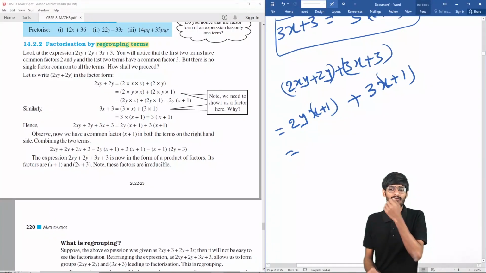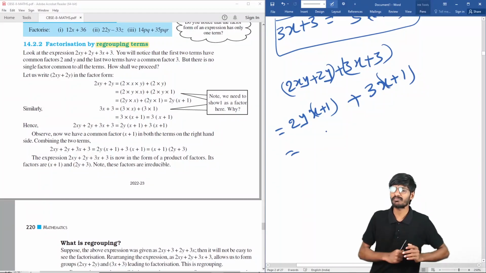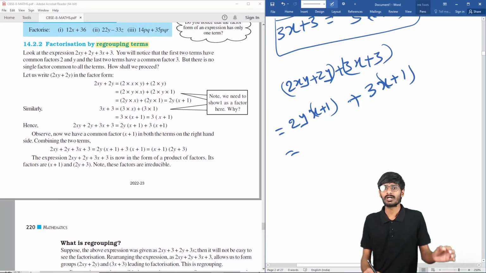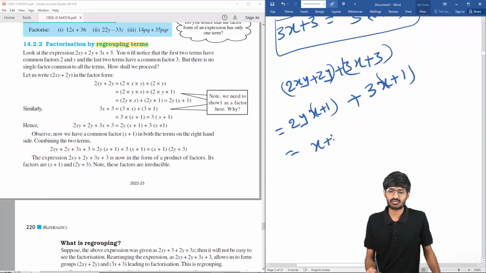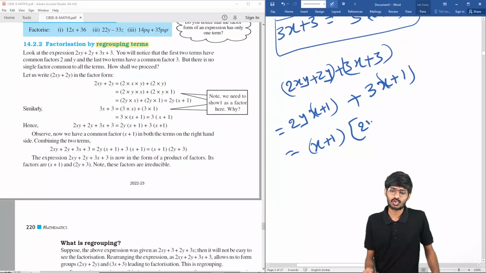So now the four terms are reduced to two terms, and if you observe these two terms, is there any common factor in them? Yes, there is one common factor, x plus 1, common to the two terms. So why can't we take it out? Yes, we can take it out. We have taken it out. And what is remaining? That is 2y remaining here and 3 remaining here. So we write it in this form.